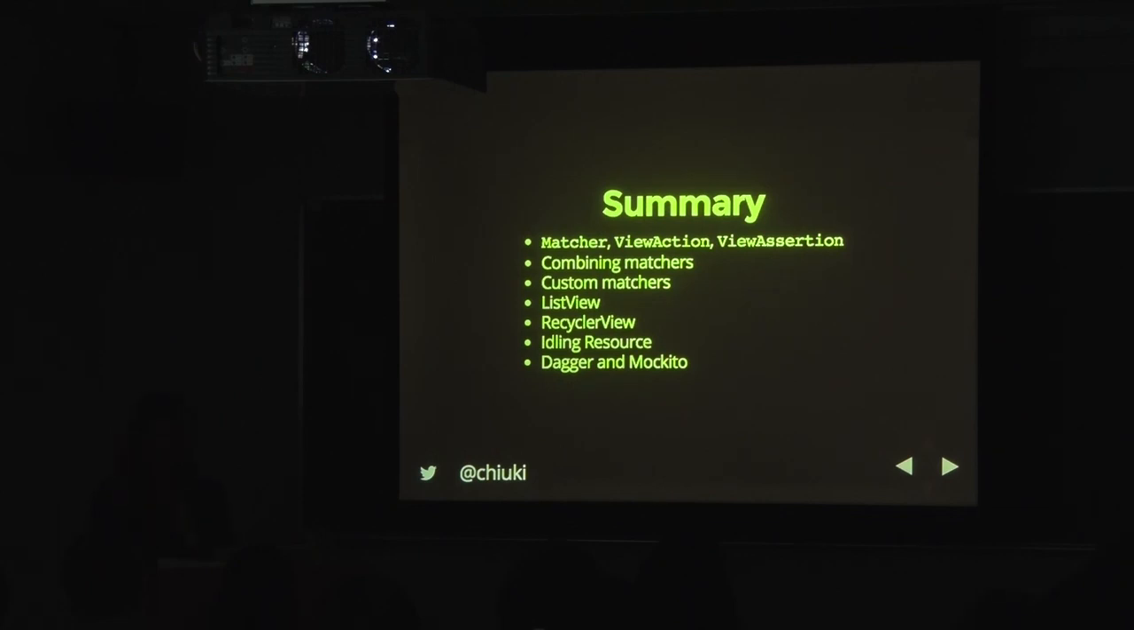Wow. So I have covered a lot here, just a quick summary of everything that we have gone through today. We have learned about the basic formula of Espresso, which has view matcher, view action, and view assertion. And then we learned with the toolbar example how to combine them and also write our own custom ones. Then we looked at list view and recycler view, which has two very different ways of writing tests. And then the idling resource section tells you how to tell Espresso to wait for your app to finish before it verifies conditions. And finally, I also have an example with Mockito and Dagger.